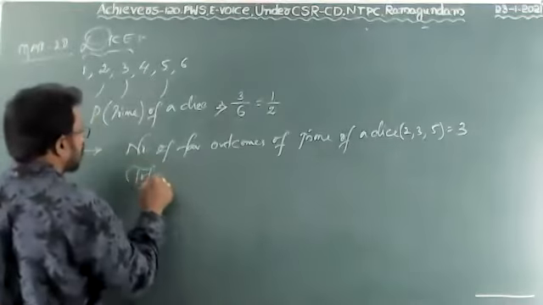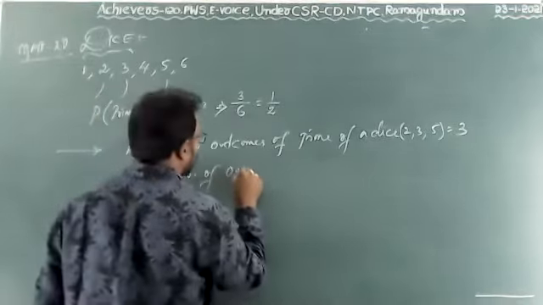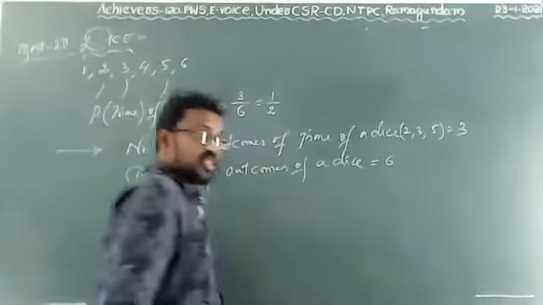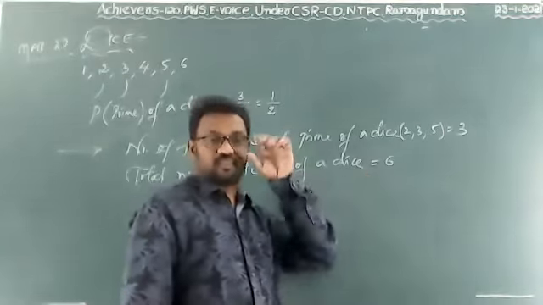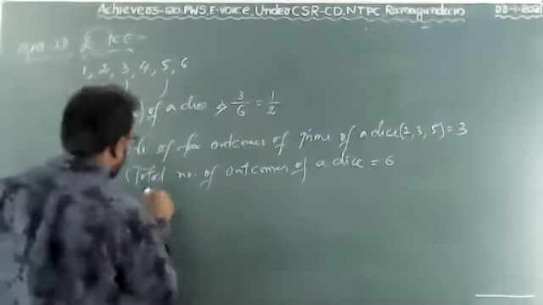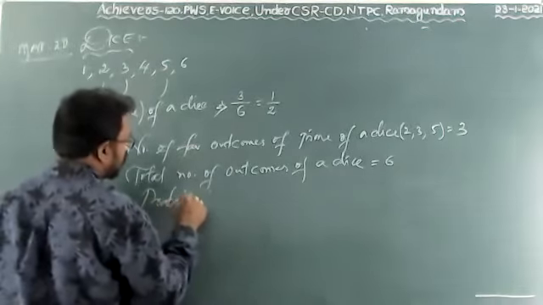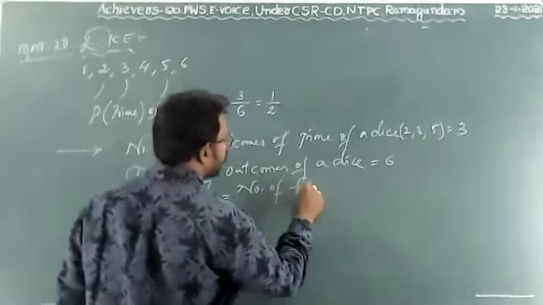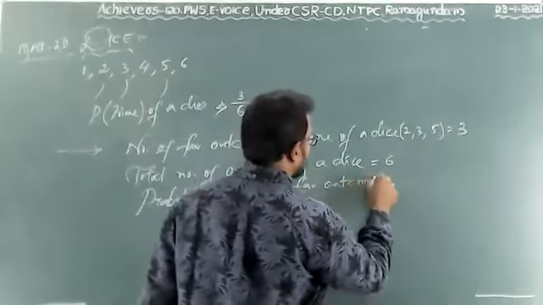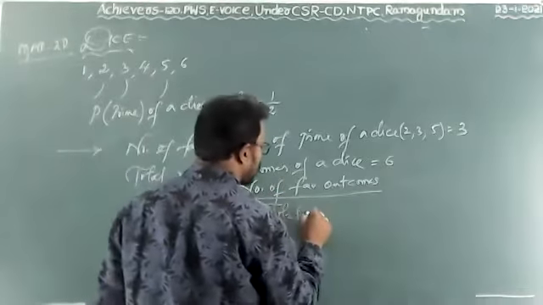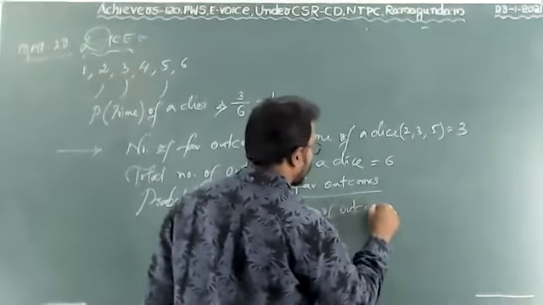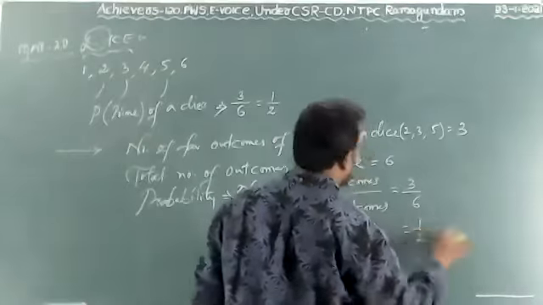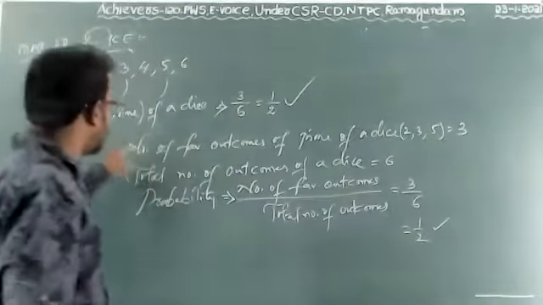And total number of outcomes of a dice. How many? 6. What are they? 1, 2, 3, 4, 5, 6. That's all, okay, children? And here, probability is equal to number of favorable outcomes by total number of outcomes. How many favorable? 3. Total outcomes? 6. Nothing but 1 by 2. This is the solution, and this is the way to present your solution.